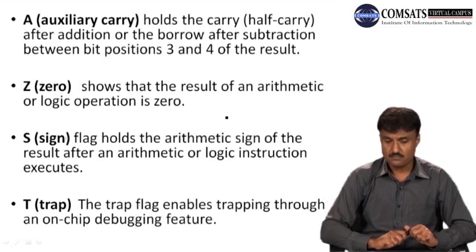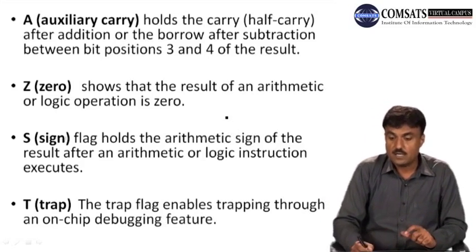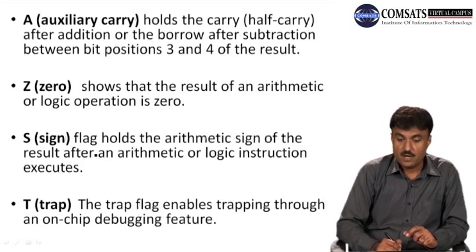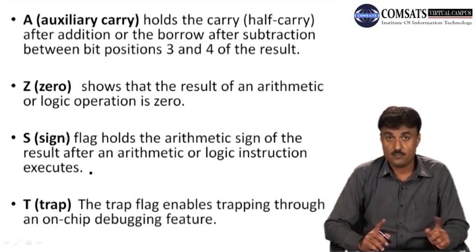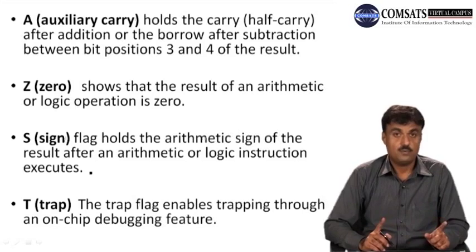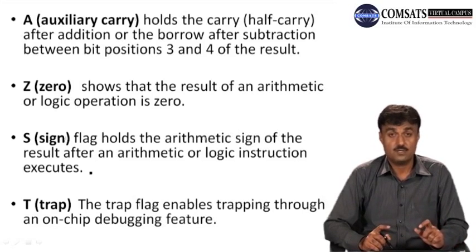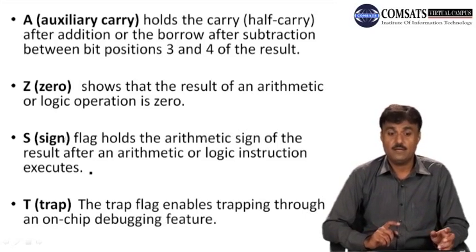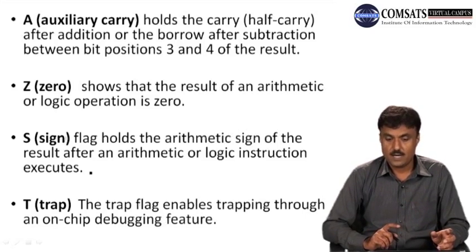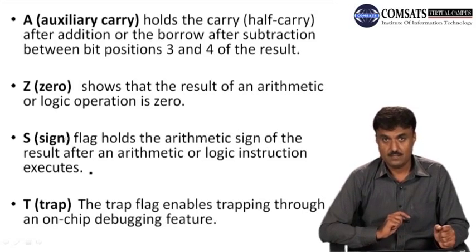And another flag bit is called the sign flag. The sign flag bit holds the arithmetic sign of the result after an arithmetic or logic instruction executes. For example, if we execute an instruction which performs either an arithmetic or logical operation, and the result is negative, it will be 1. If the result is positive, it will be 0.